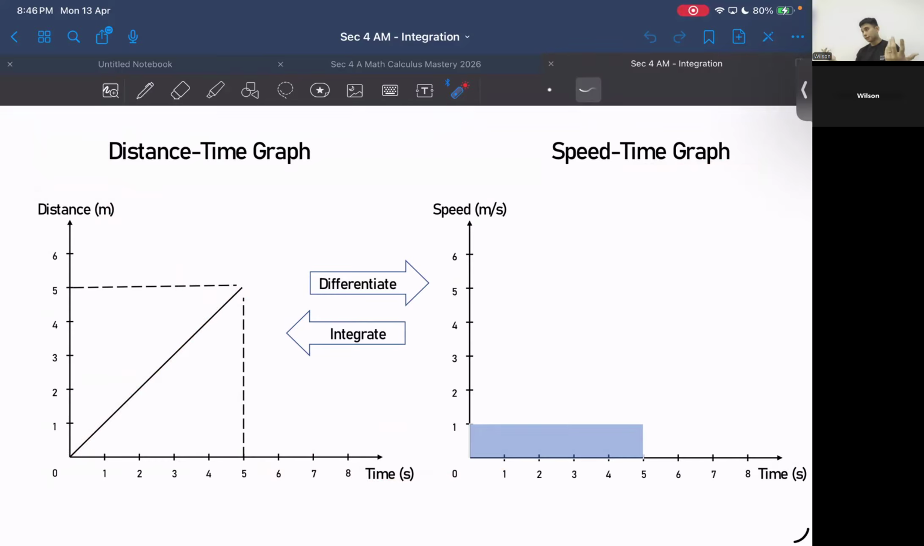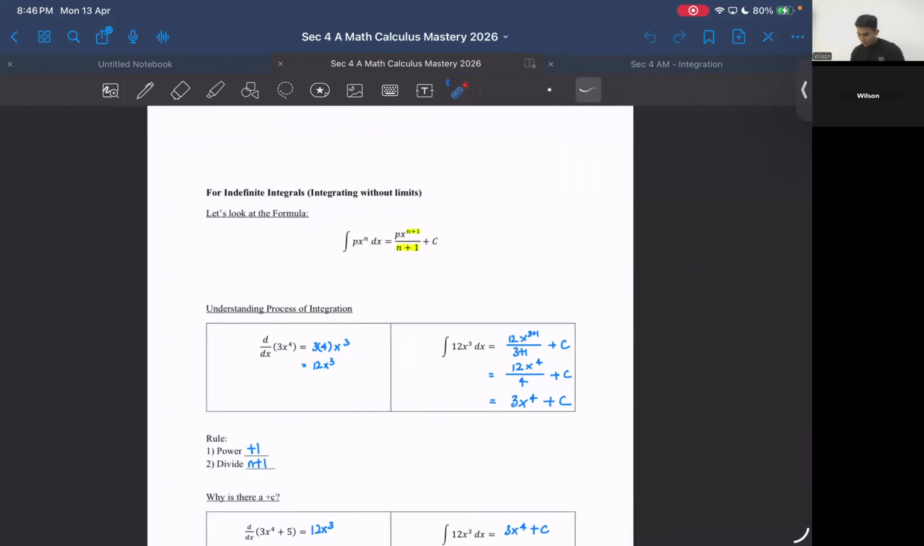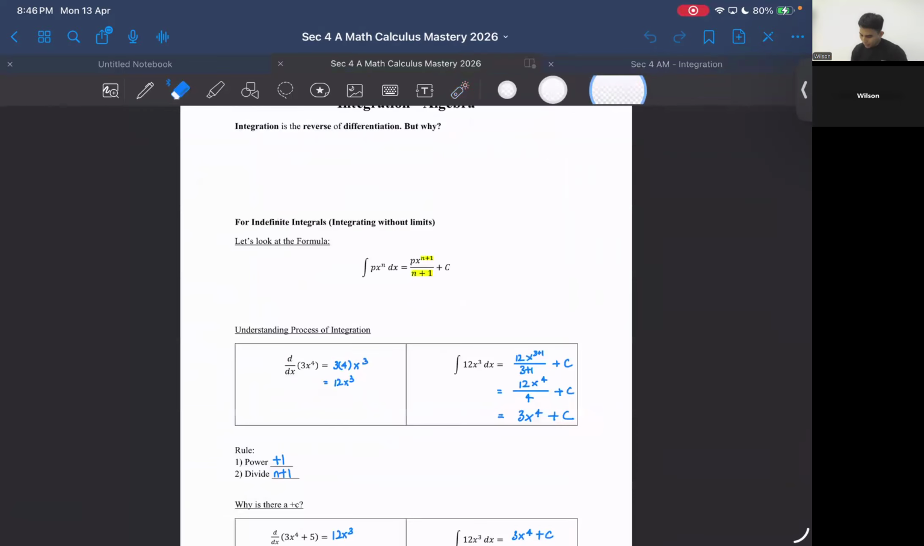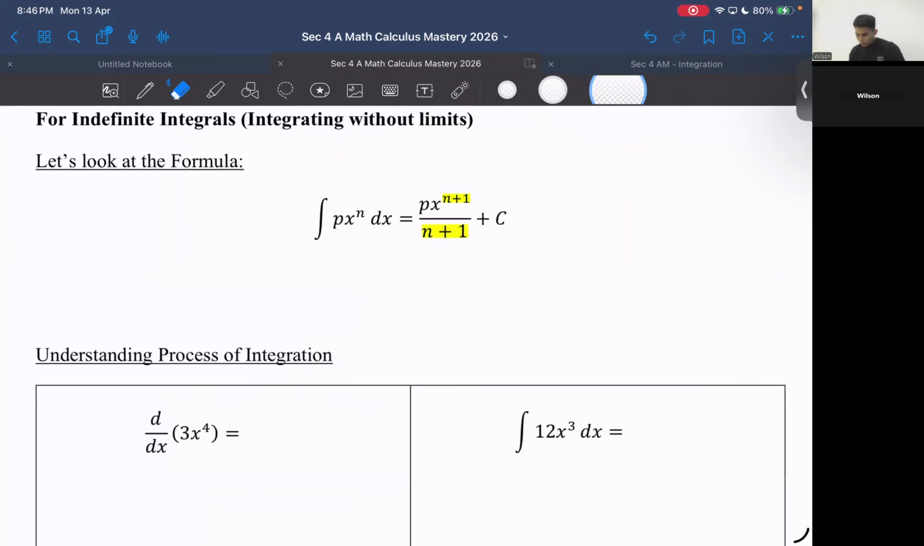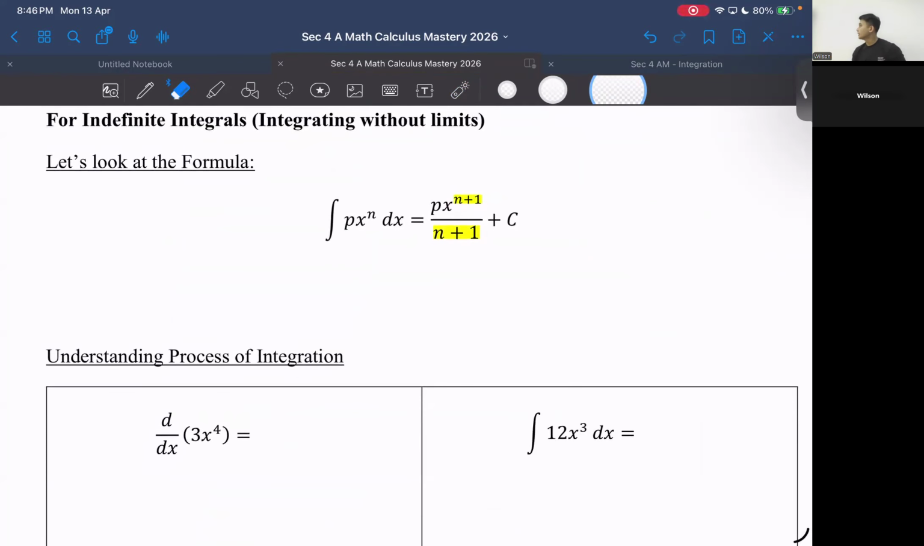Okay, easy stuff. Now, let's take a look. I think it will be quite easy for some of you. Now, let's just write out whatever we need to write out over here. Page 186. So when we are looking at our integration, very, very easy. This is known as your integral sign.